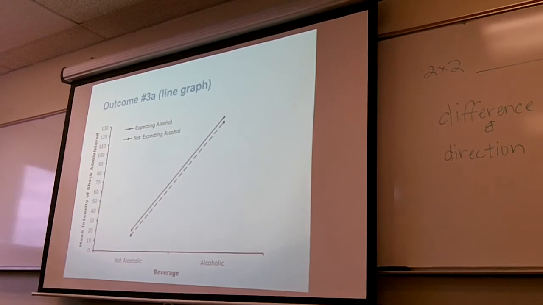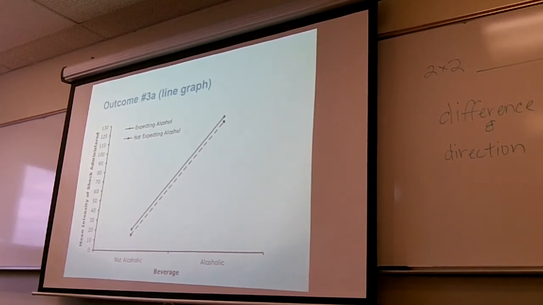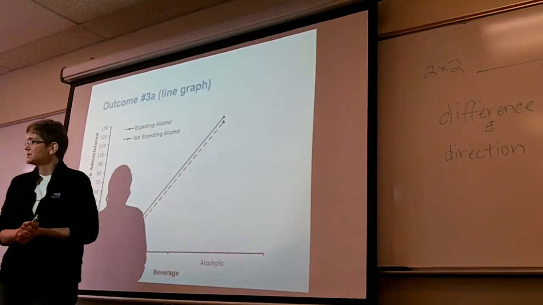Okay, is there an interaction of beverage and expectation? No. Have a vote for no. Why not? Because they're parallel. These lines are totally parallel. There's no way they will ever intersect in any space and time. They're not even moving towards each other at all. So parallel lines mean no interaction.